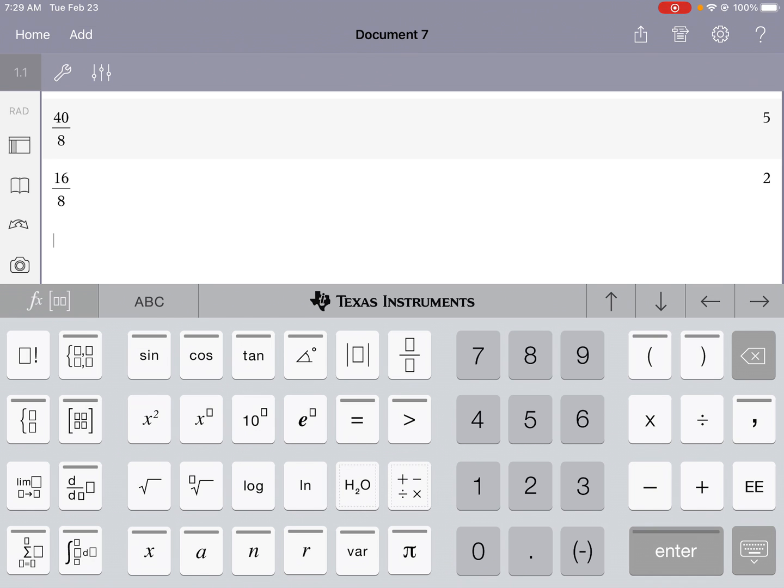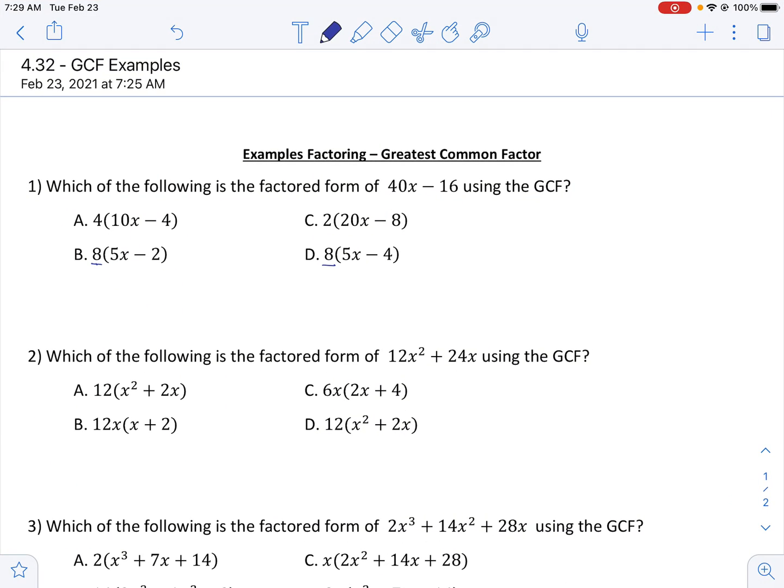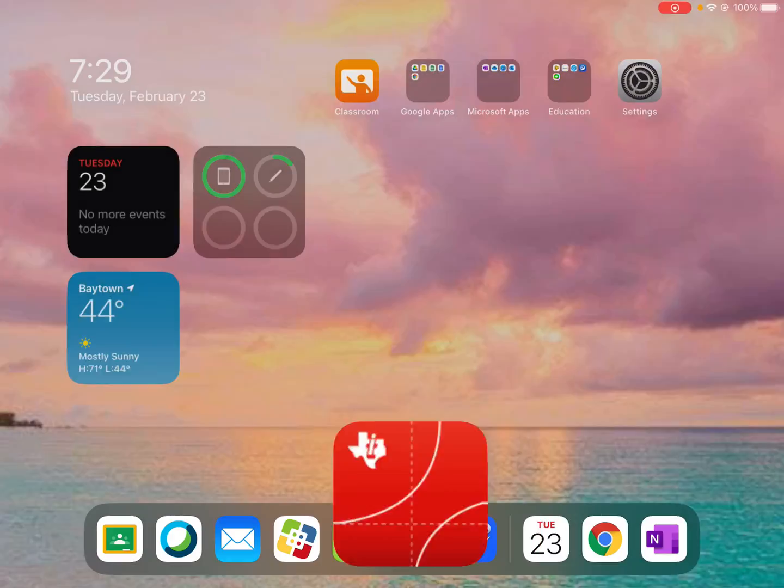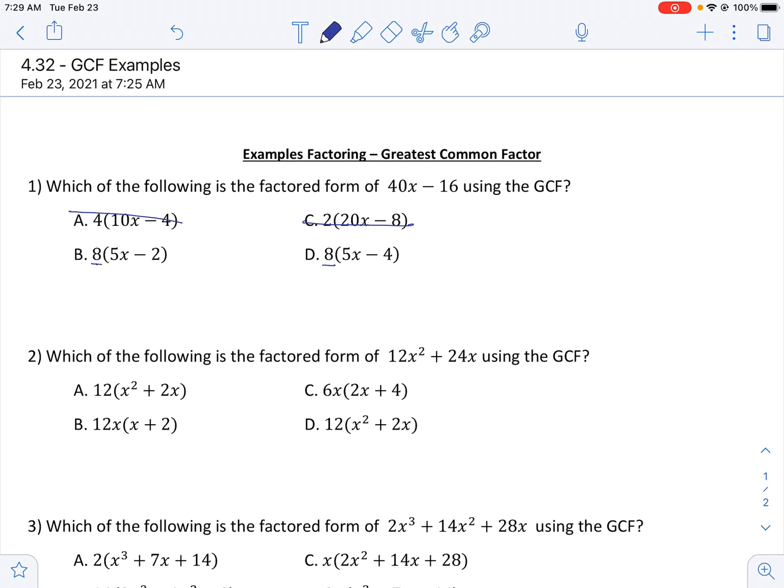I get another whole number, which means we're going to use either B or D. Okay, now when I divided 40 by 8, I did get 5. When I divided 16 by 8, I got 2. So therefore, my answer is going to be answer choice B.